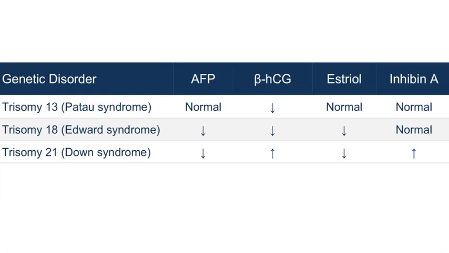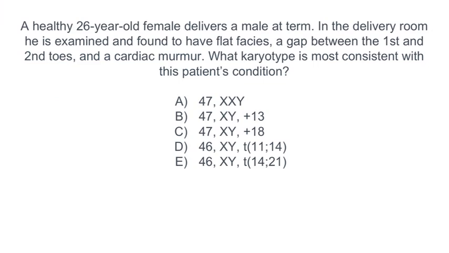Okay, let's do a question. A healthy 26-year-old female delivers a male at term. In the delivery room, he is examined and found to have flat facies, a gap between the first and second toes, and a cardiac murmur. What karyotype is most consistent with this patient's condition? A, 47XXY; B, 47XY plus 13; C, 47XY plus 18; D, 46XY with a translocation of chromosomes 11 and 14; or E, 46XY with a translocation of chromosomes 14 and 21.